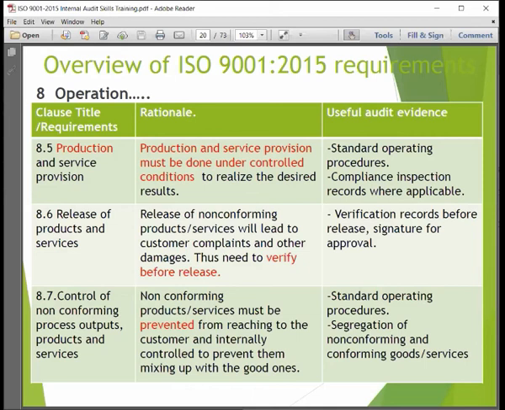Control of non-conforming process outputs, products and services, there is that requirement. Non-conforming process outputs could be undesired outputs or undesired results. The rationale for this is that non-conforming products, these undesired results or undesired services, must be prevented from reaching the customer and internally controlled to prevent them mixing up with the good ones.